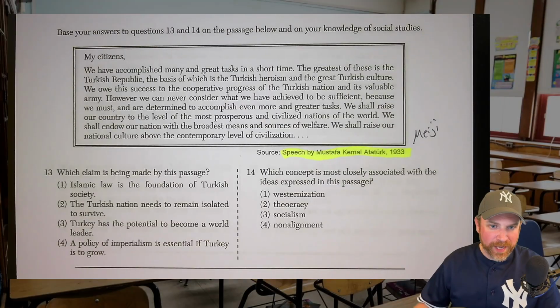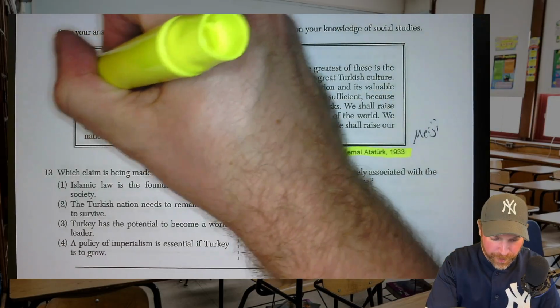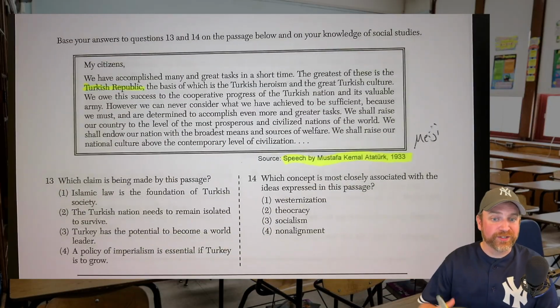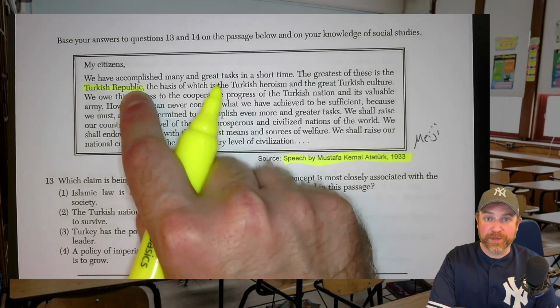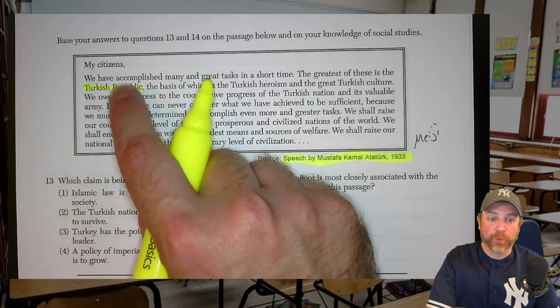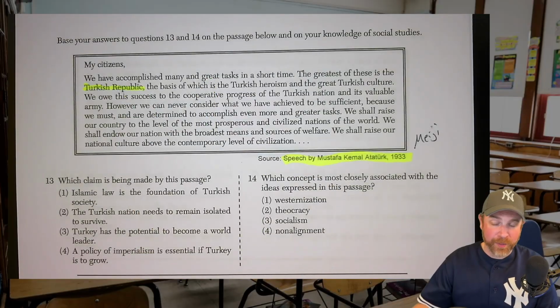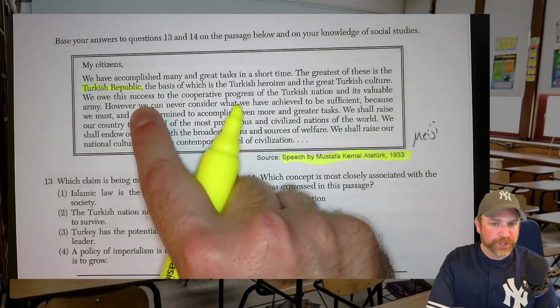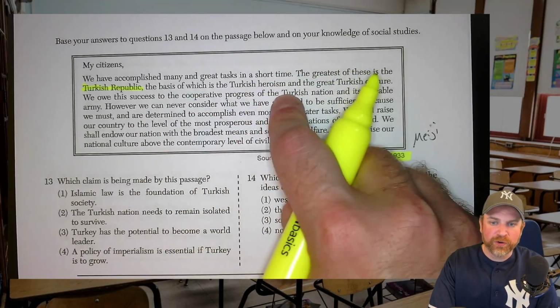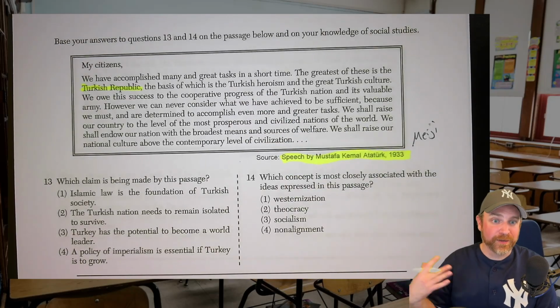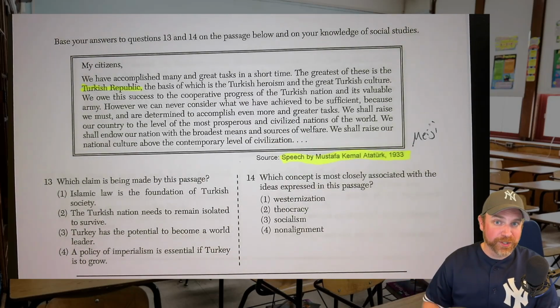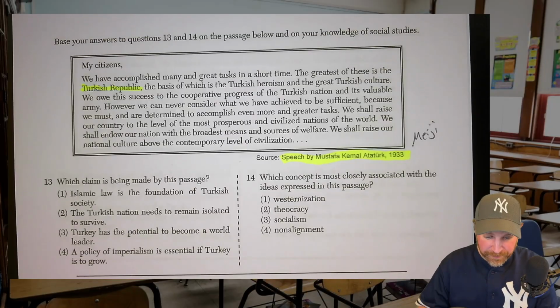My citizens, we have accomplished many and great tasks in a short time. The greatest of these is the Turkish Republic, right? The new Turkey, the new Turkish state, no more Ottoman Empire. And the word republic is significant as well, right? A republic is when the people can elect representatives. Before the Turkish Republic, you had the Ottoman Empire, and those were absolute leaders with no democracy. So the greatest of these is the Turkish Republic, the basis of which is the Turkish heroism and the great Turkish culture. So Turkish heroism, meaning they fought against the British and the French to remain independent, despite the British and the French grabbing up a lot of other Ottoman territories.